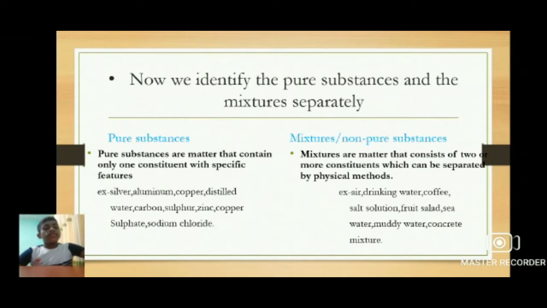Firstly, we identify what pure substances are. Pure substances are matter that contains only one constituent with specific features. Now we talk about the examples for pure substances. What are the examples for pure substances? Silver, aluminium, copper, distilled water, carbon, sulfur, zinc, copper sulfate and sodium chloride are examples for pure substances.